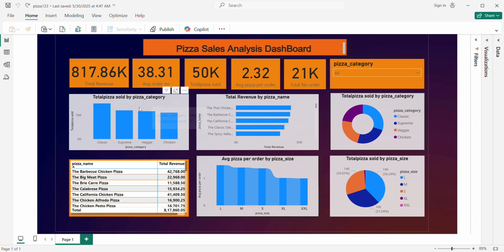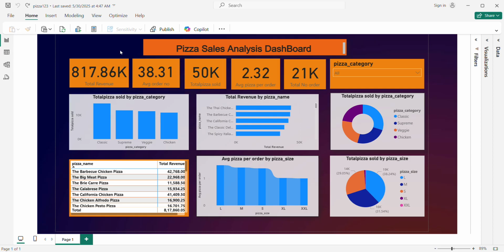And this is again a comparison chart of the pizza. It includes the total pizza sold by pizza categories, on a scale of 0K to 10K, with the pizza categories including classic, supreme, veggie and chicken. It shows the pizza categories and total pizzas.